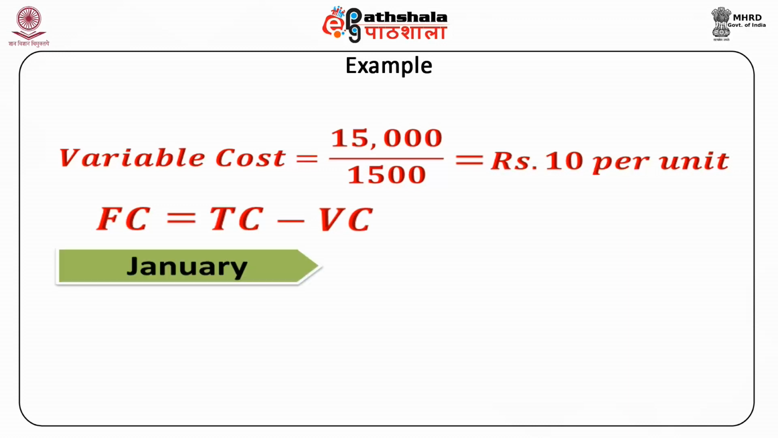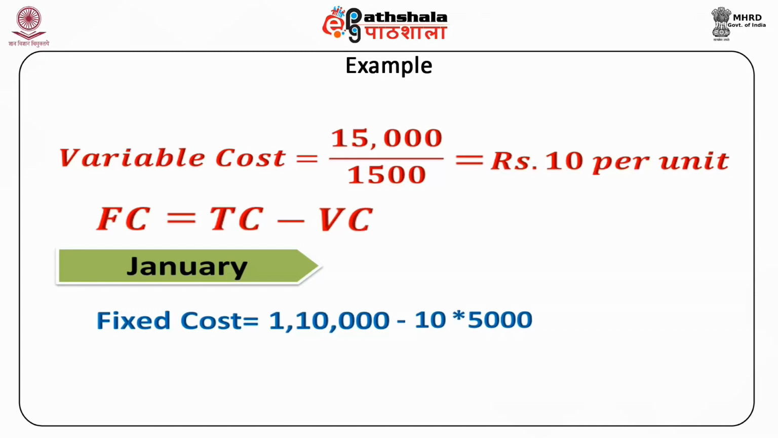Fixed cost for January is equal to 1,10,000 minus 10 multiplied by 5,000, that is rupees 1,10,000 minus 50,000, which comes out to be rupees 60,000. In the same manner, we can get fixed cost for February.